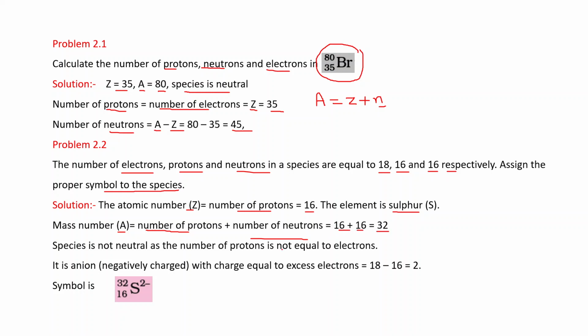Now if you see the data, we can say the atom is not neutral because number of electrons is 18 and number of protons is 16. That's why the species is not neutral, as the number of protons is not equal to electrons, and it is an anion because electrons are more, with charge equal to the excess electrons, and these excess electrons are 2. That's why it bears a 2 negative charge. That's why this is the symbol of the element.